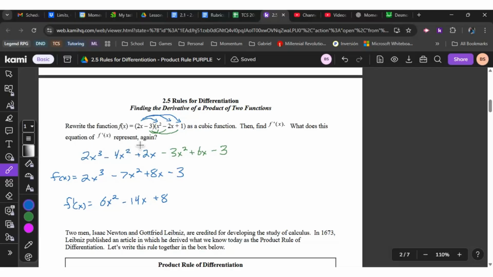And why does the x go away? Because remember, this is like x to the power of 1, so the 1 comes down, and then it's x to the power of 0. Anything to the power of 0 is 1, so it effectively removes the x. And what does this represent? This is the slope of the tangent line.